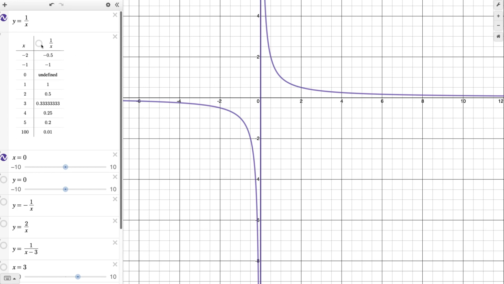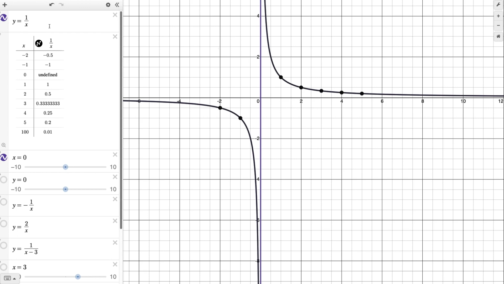And what I'm going to do here is go ahead and get a table of values for the function there. As you can see here, when x is negative 2, the value of the function is negative a half. When x is negative 1, the reciprocal is negative 1 also. How about 0? What's 1 divided by 0? Yeah, there's no such thing. It's undefined. 1 divided by 1 is 1, 1 divided by 2 is a half, 1 divided by 3 is a third, and so on and so forth here, as we can see.